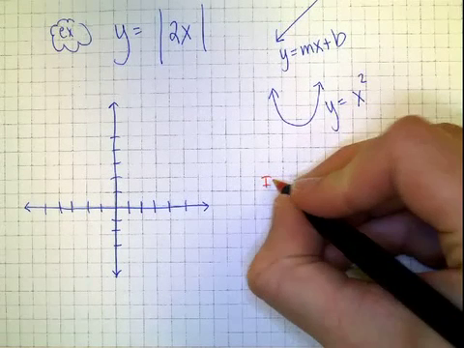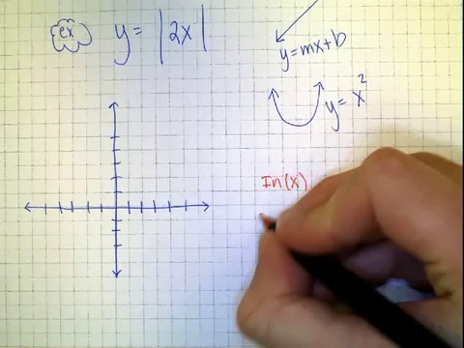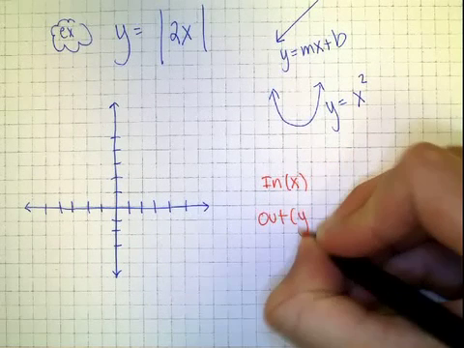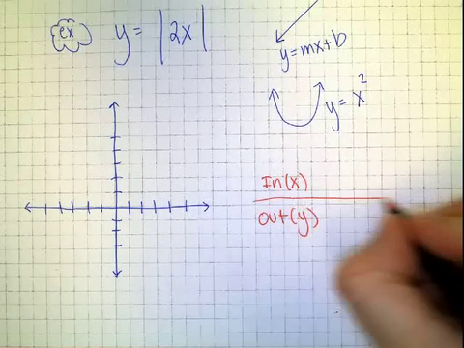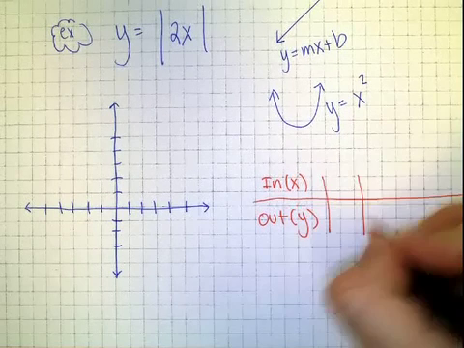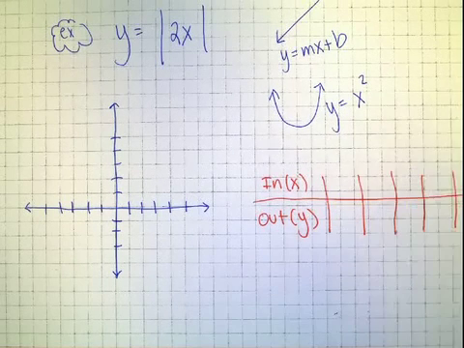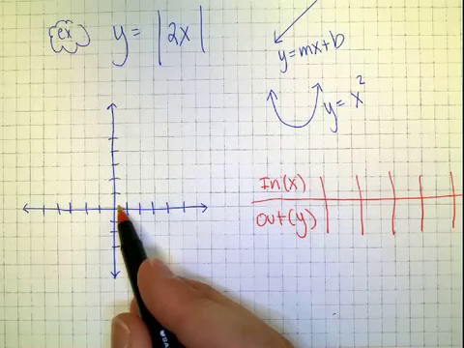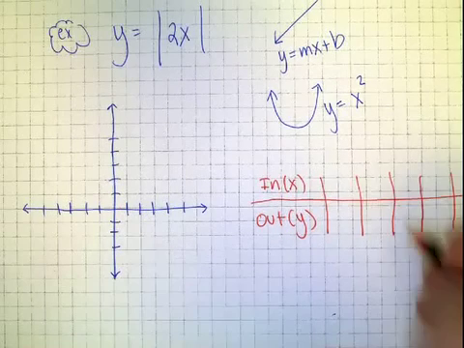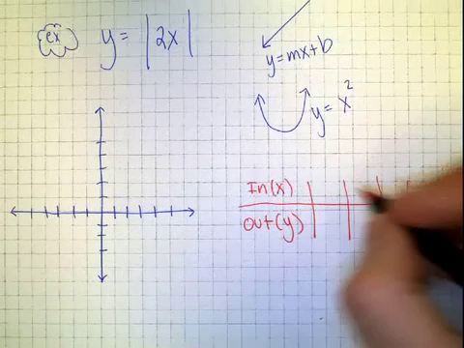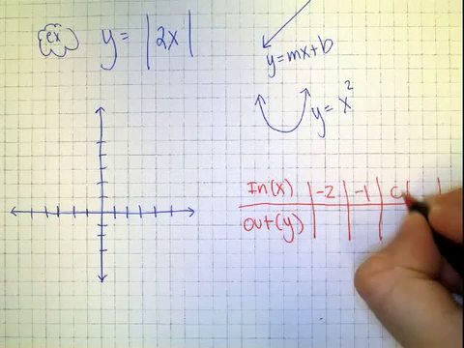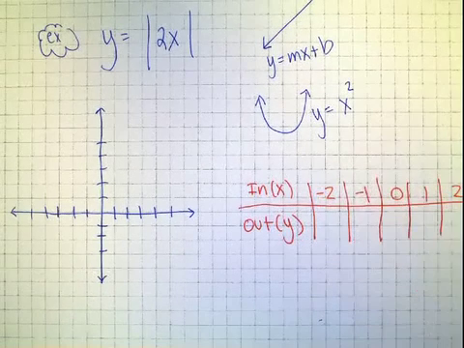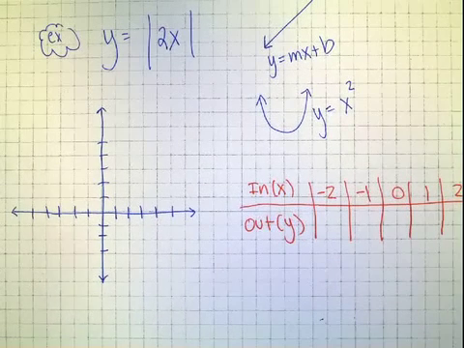The ins are going to be the x values. The outs are going to be the y values. Make an in and out table. And remember, when you set up these tables, you're making it up. So you get to pick the numbers, whatever numbers sound good. I always pick things really close to the center. A couple negatives, a couple positives, like negative 2, negative 1, 0, 1, 2. If you want to pick more numbers and have a bigger table, you can totally go for it.